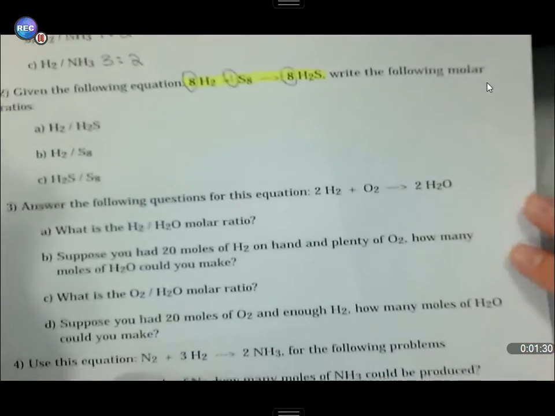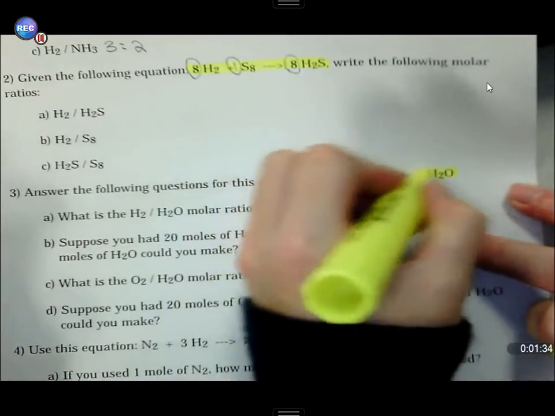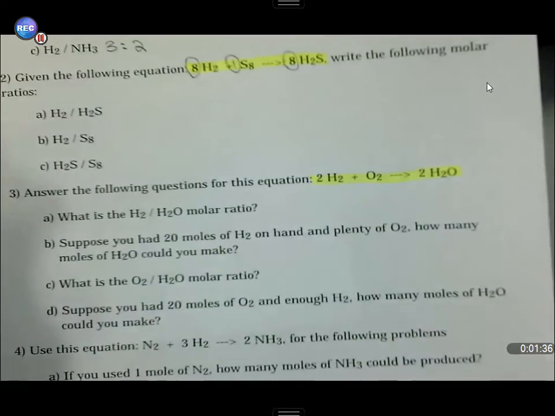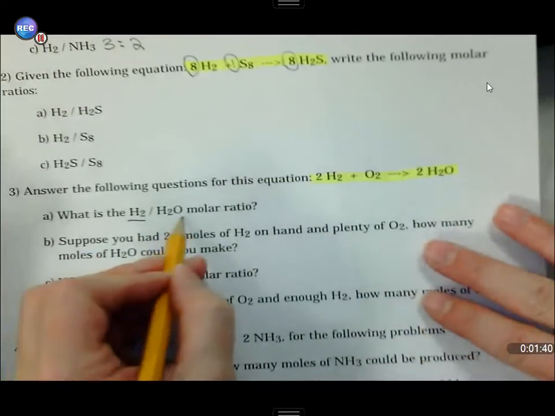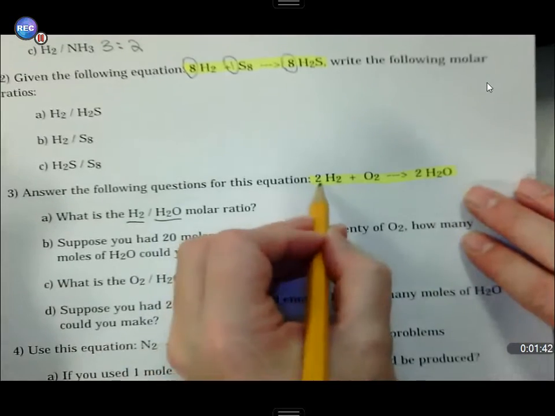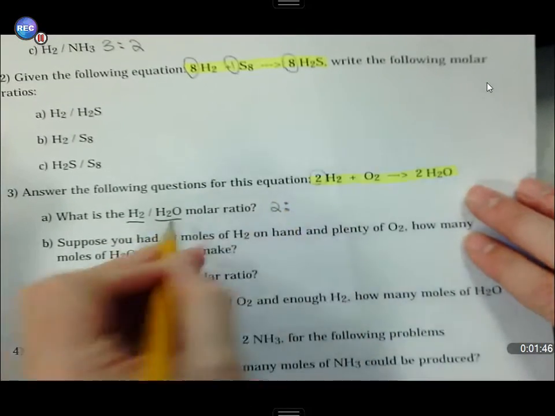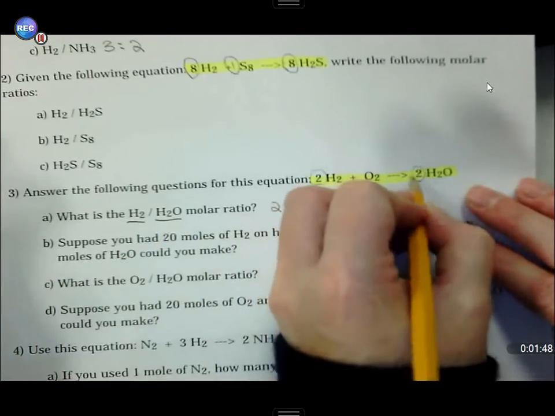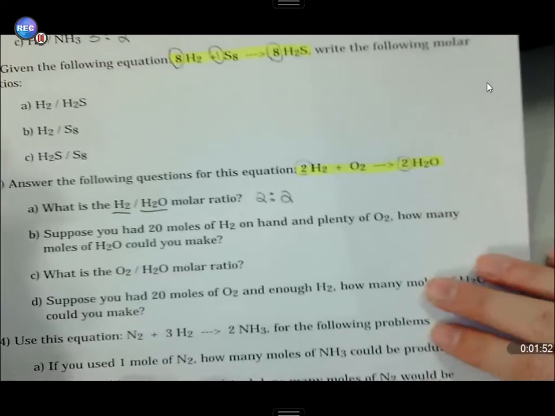Now, for number 3, it says, answer the following questions for this equation. Here's your equation. And remember, we're just looking at the big number in front. So what is the H2 to H2O molar ratio? Well, H2, there's a 2 here, so it's 2 dot dot, and now we're doing H2O. H2O has a big 2 in front, so it's a 2 to 2 ratio.